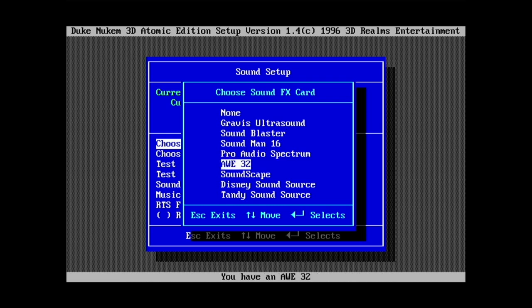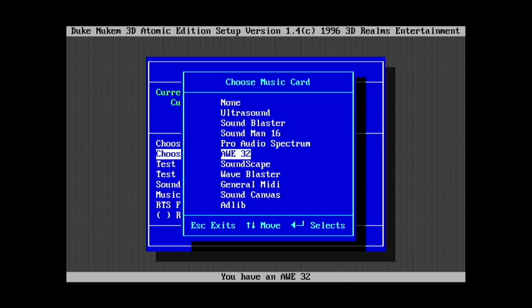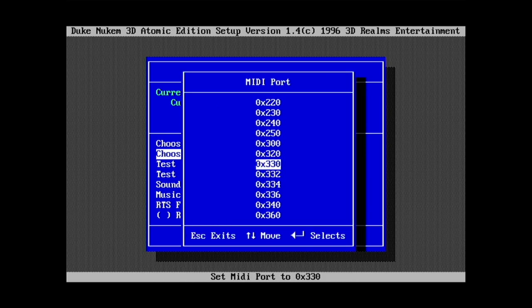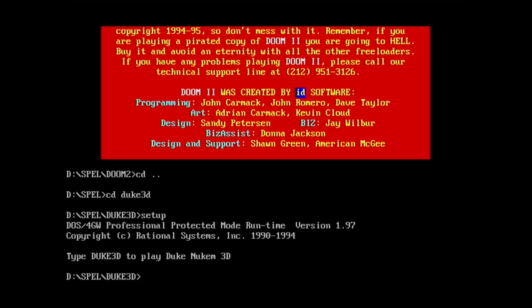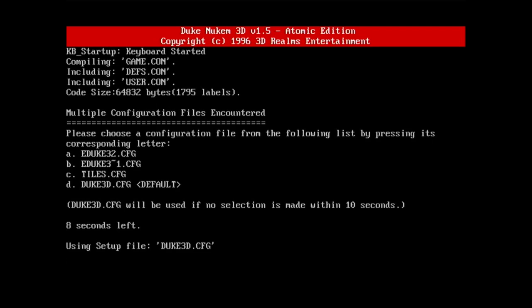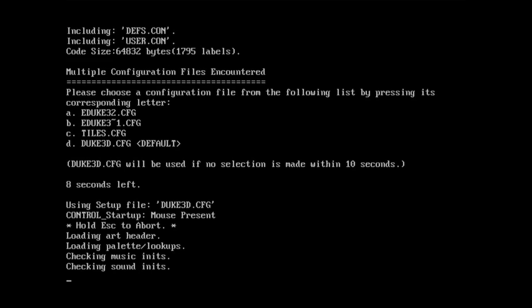So let's go here, where is my FX card, we need the music card. So we need general MIDI. And we don't want to launch from there, it's just gonna hang because I can't run the AWE32 on a .com file. DOS32AWE. And now Duke Nukem is gonna run with general MIDI.